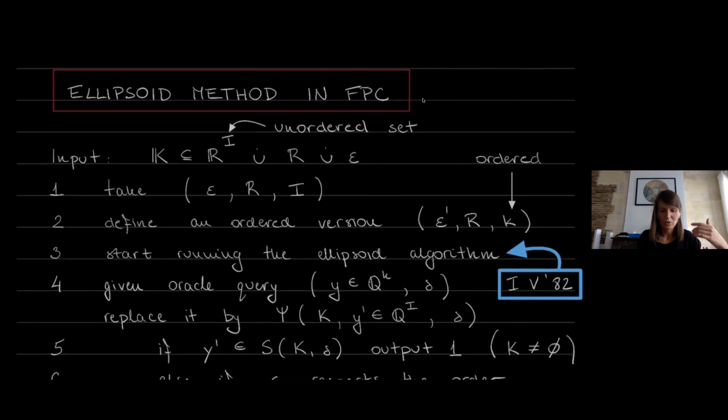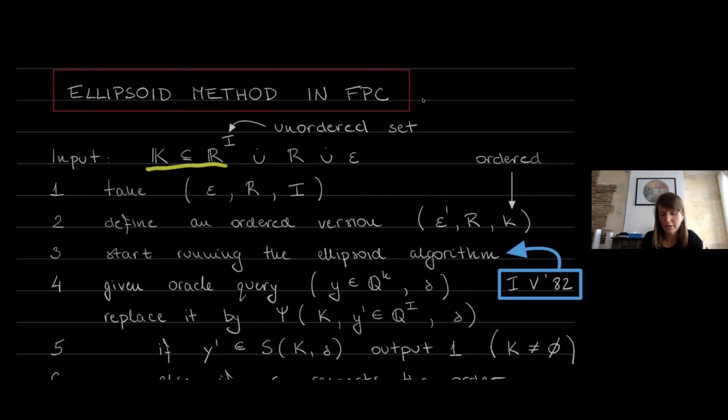Okay, so what happens? Our formula will take as input an SDP, which is contained in R to the I. I is an unordered set. So you remember when I was talking about how we encode systems of linear inequalities as structures, the constraints and the variables were indexed by an unordered set. So K is a subset of R to the I, and I is some unordered set. In our representation as a structure, it will be an unordered set.